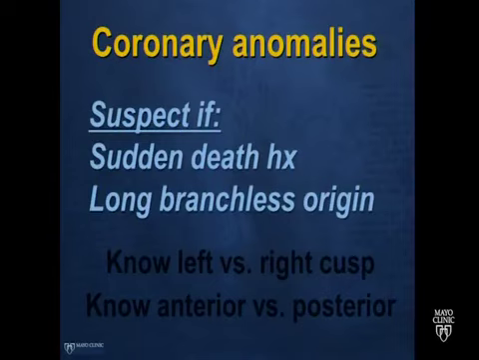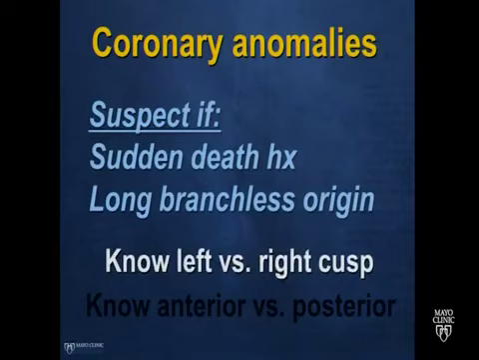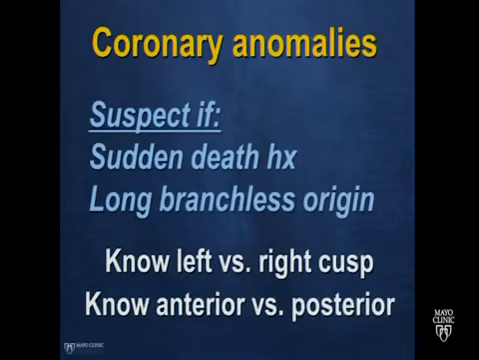You should suspect a coronary anomaly anytime there's a history of sudden death, or if you have an artery that has a long branchless origin. The key to understanding anomalies is to ask two questions. First, is the anomaly coming off the left or the right cusp? And secondly, is the immediate course of the anomaly going anterior or posterior? If it's going anterior, it's going to be going between the great vessels, and there's a greater risk of sudden death or ischemia. Otherwise, if it's going posterior, it's generally felt to be a benign anomaly.